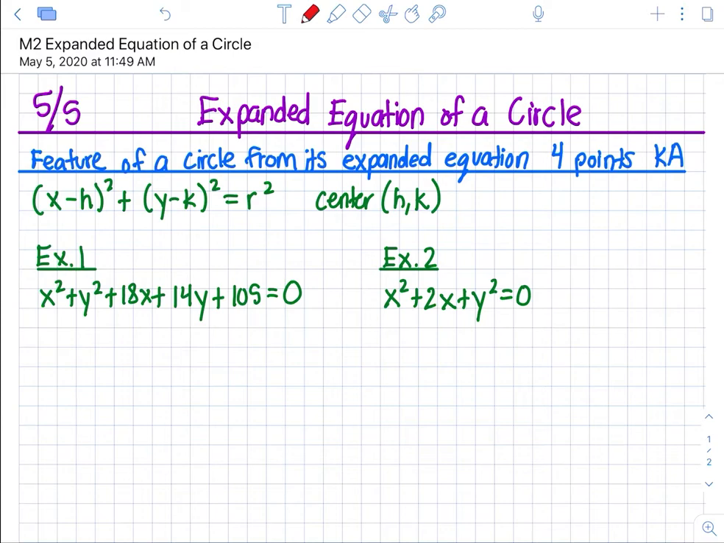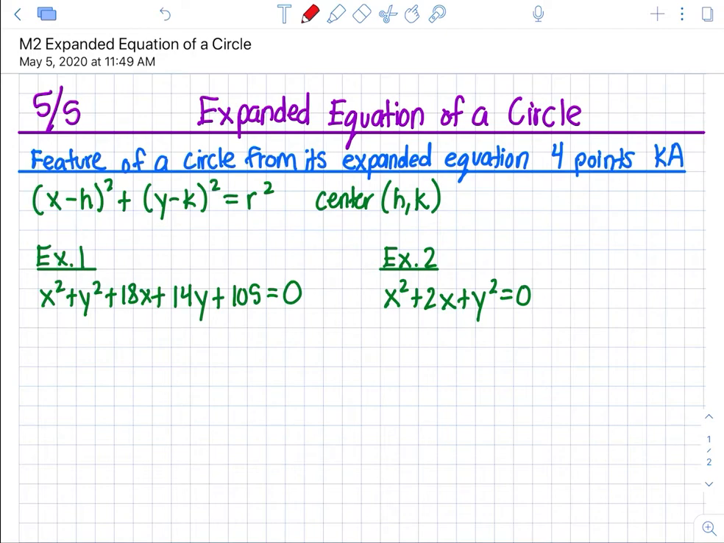Okay, so here I wrote down the notes that you should know about a circle. So x minus h to the second plus y minus k to the second equals r squared. That is the equation of a circle, and h and k are the centers of the circle. So what we have to do in the first two examples is get it into the circle type equation. We have to get it into this form right here.